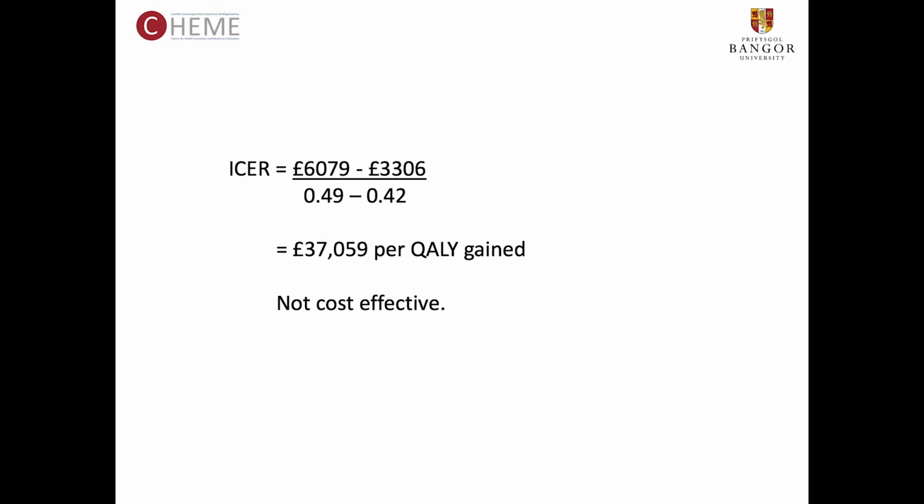We can then quite easily work out the cost-effectiveness ratio, which is the difference in costs divided by the difference in QALYs, and this example gives a value of £37,000 per QALY, and that would not be deemed to be cost-effective because it exceeds the threshold of £30,000 per QALY.